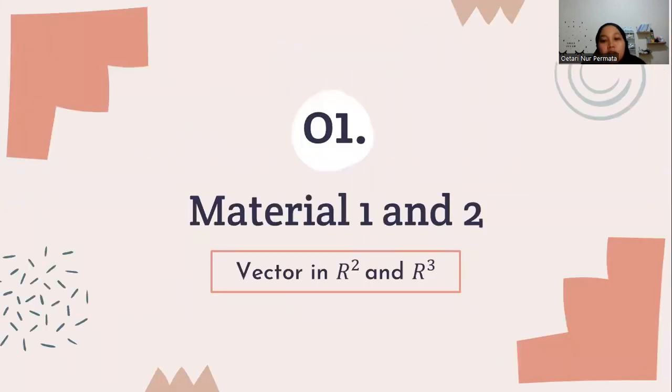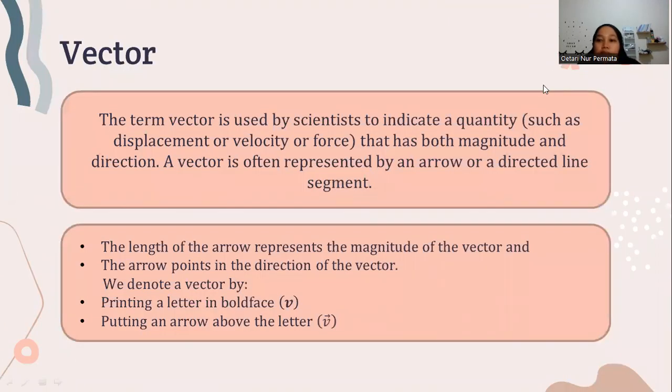First, materials 1 and 2: vectors in R² and R³. The term vector is used by scientists to indicate a quantity such as displacement or velocity or force that has both magnitude and direction. A vector is often represented by an arrow or a directed line segment.